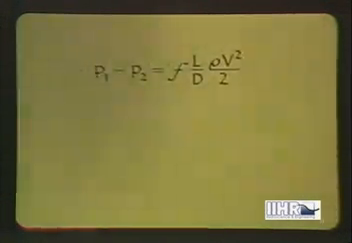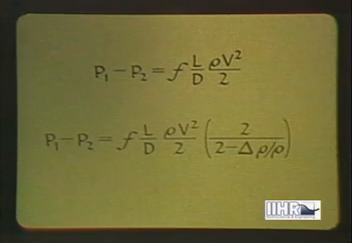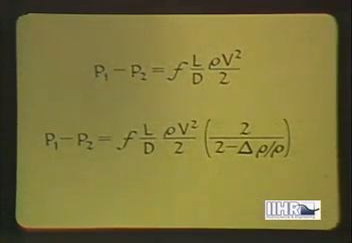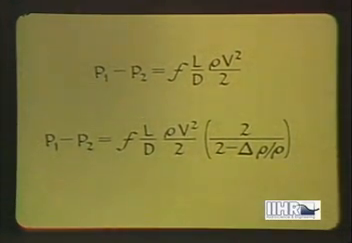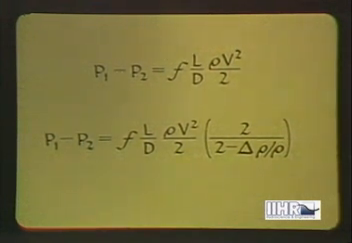In flow with constant density, the pressure drop varies according to the usual Weisbach equation. If the change in density is appreciable, however, the pressure drop will be increased in accordance with the density change, as indicated by the term within parentheses.